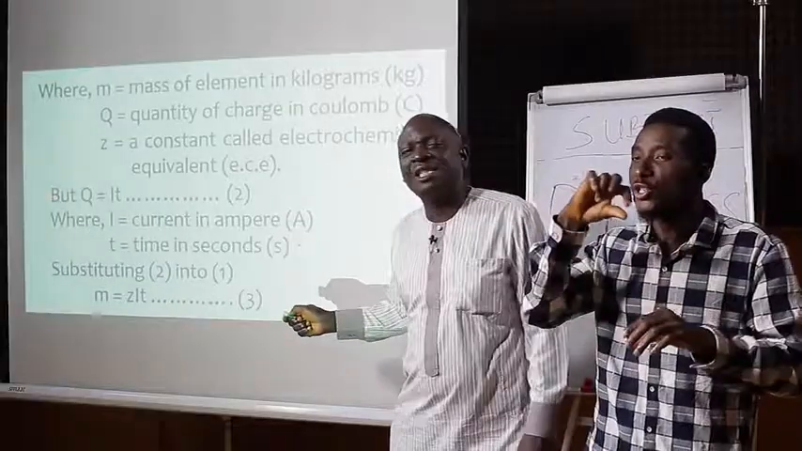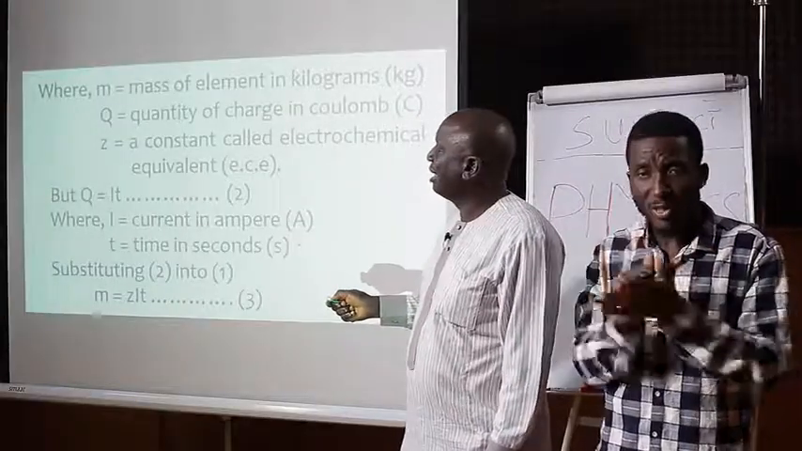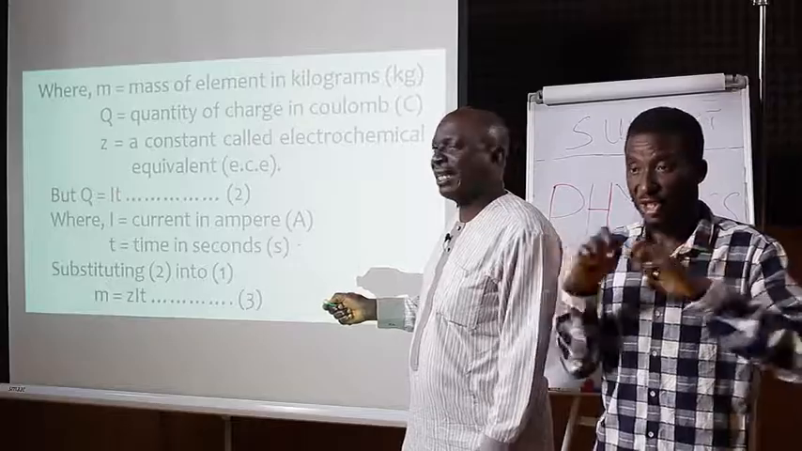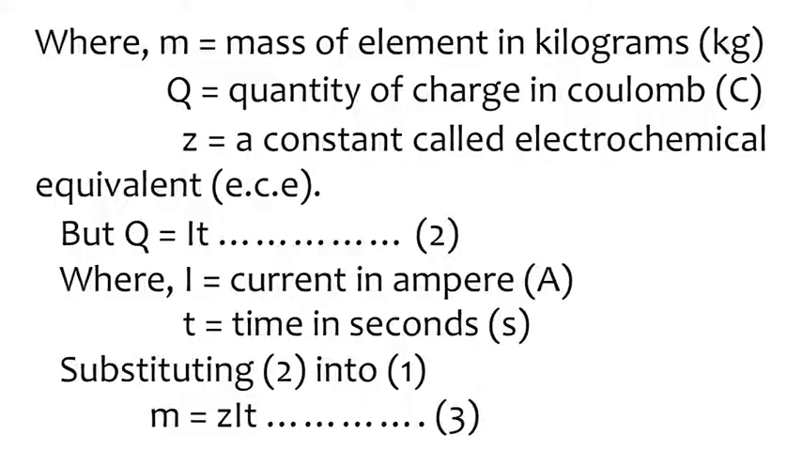But we know that quantity of charge is equal to current times time. So we have capital Q equals capital I times small letter t, and we call this equation 2, where I is current in ampere, small t is time in seconds.